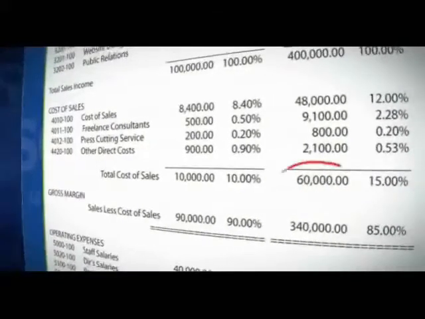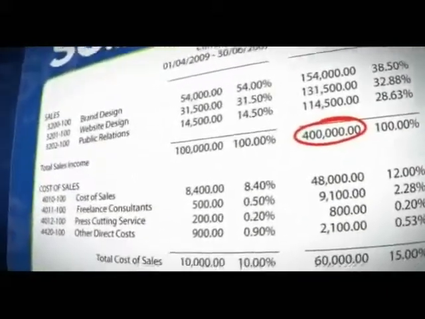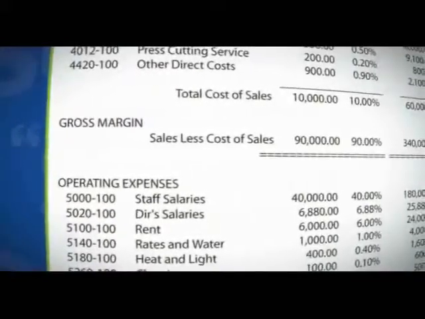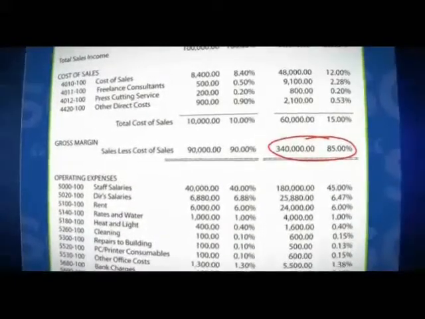So when we total the direct cost or cost of sales here and deduct these from the total sales here, we arrive at our gross profit or gross margin. This is often calculated as a percentage of sales as shown here.